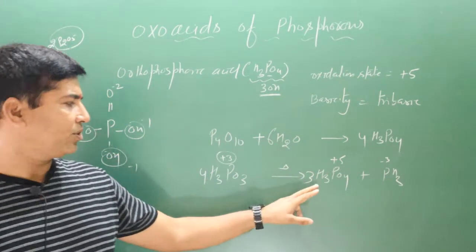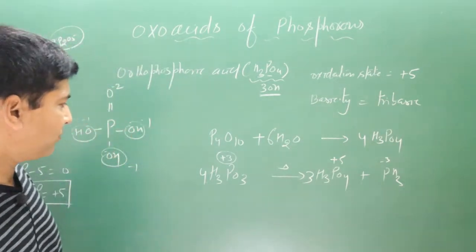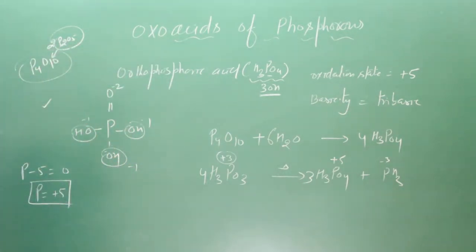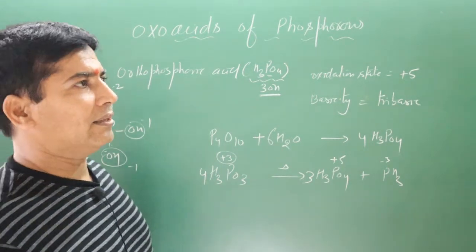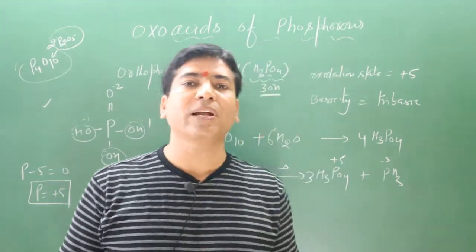4 × 3 is 12, 3 × 3 is 9, plus 3 is 12. Okay, 12 and 12. Oxygen is also balanced. Okay, one more reaction you might have learned in the chemical reactions of nitric acid.